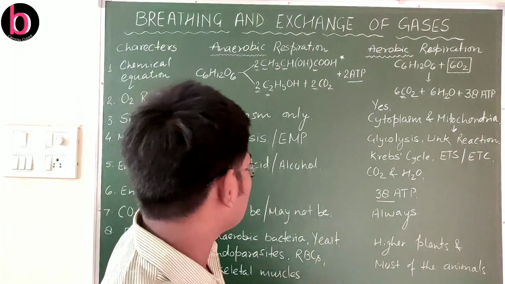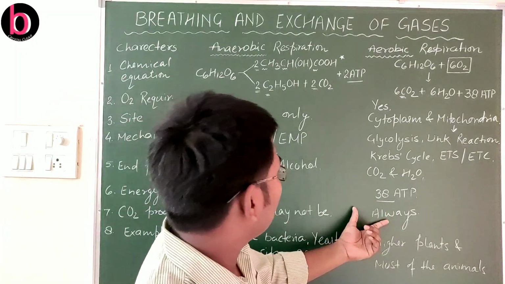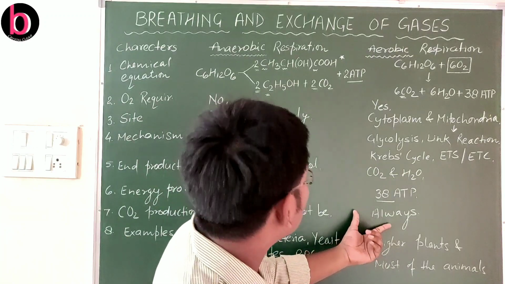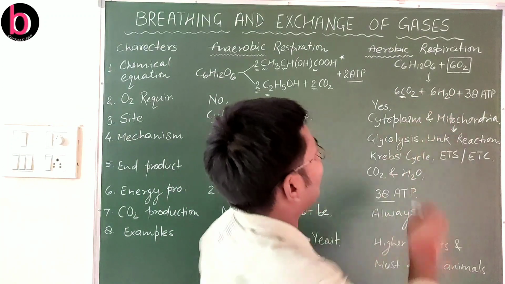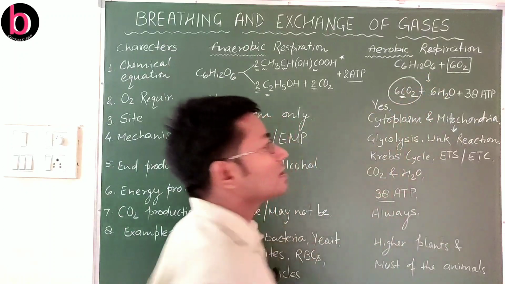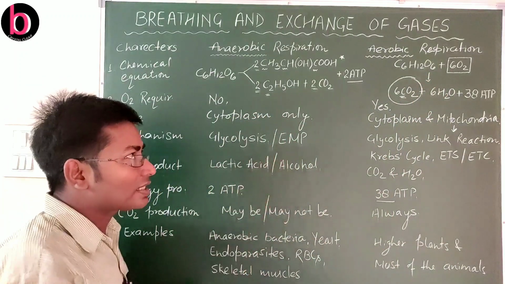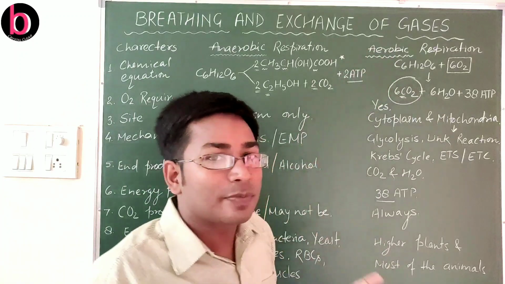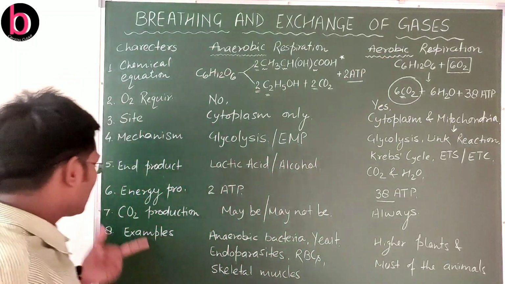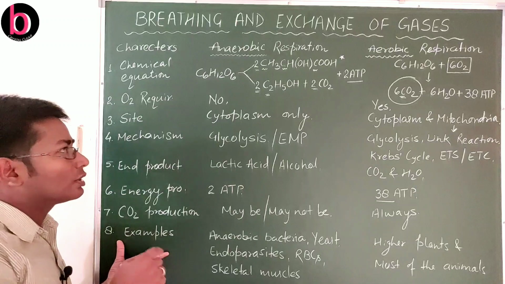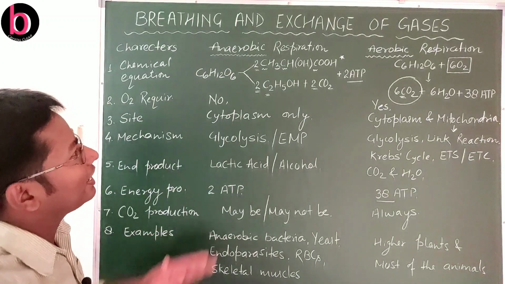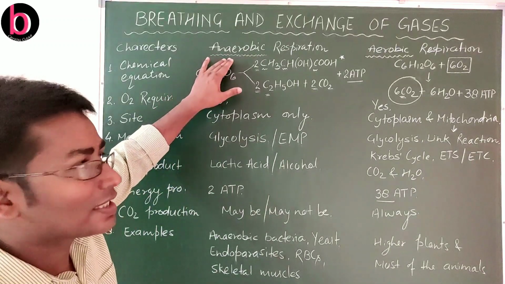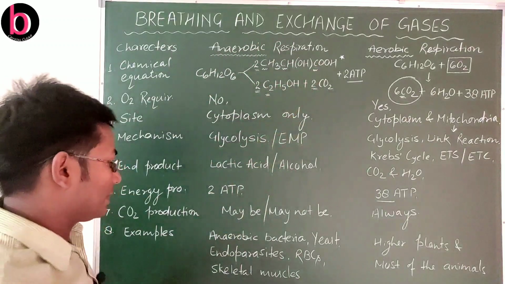While here in this case, there will always be release of carbon dioxide. Here this is 6 CO2. So earlier we discussed, here complete oxidation occurs during aerobic respiration of glucose. Now the last one is about the examples. What are the organisms where anaerobic respiration occurs and aerobic respiration?